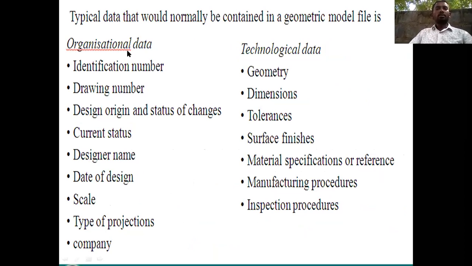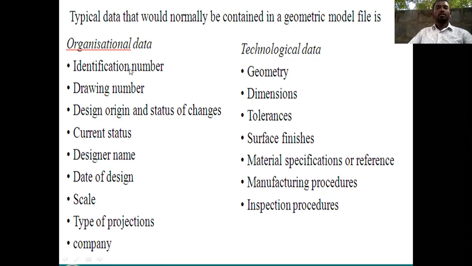So organizational data one, technological data one. Organizational data, see here some items we can see: identification number, drawing number, design origin and status of changing, current status, designer name, date of design, scale, types of projections, company. So these are the organizational data.